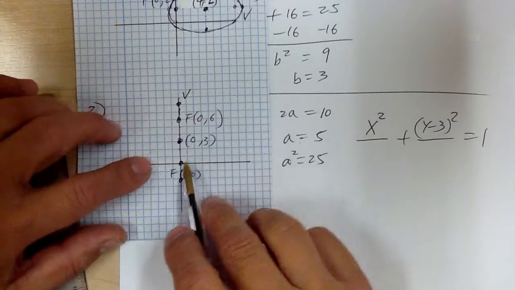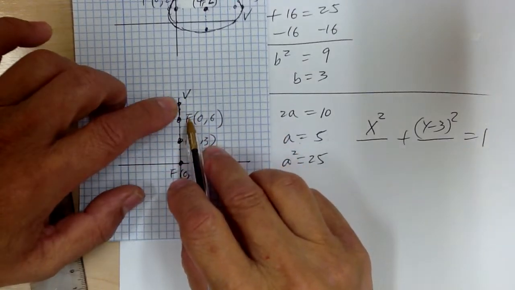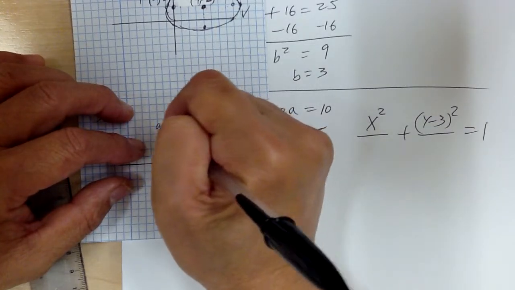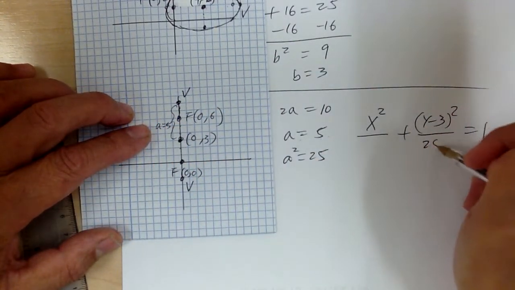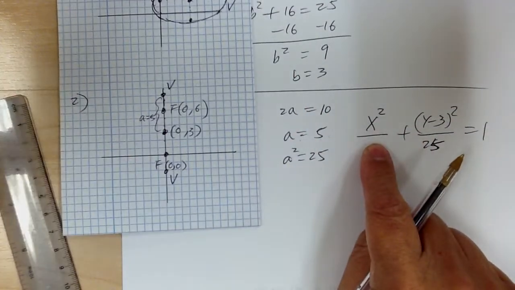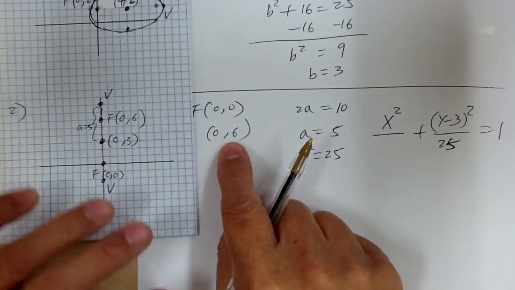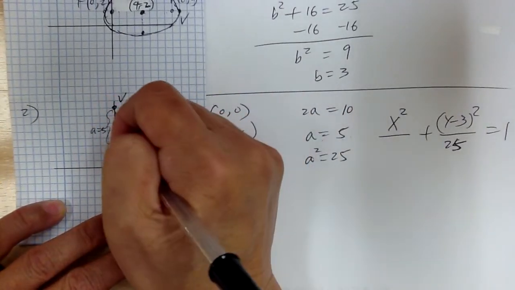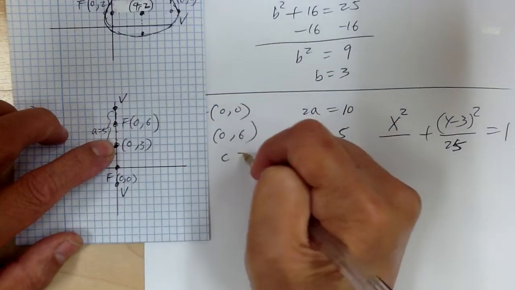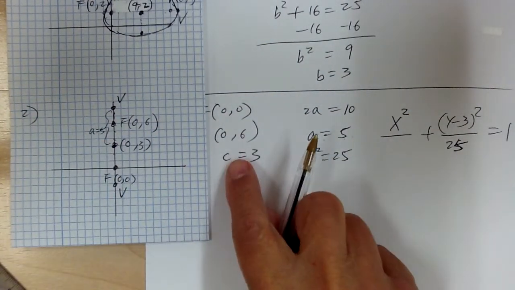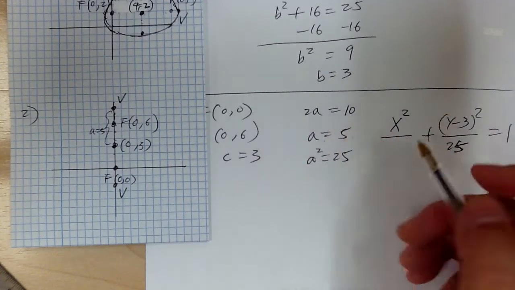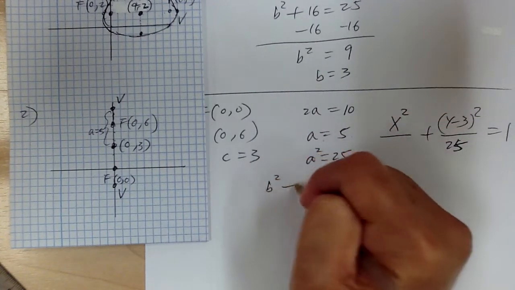Now you have to watch direction. This is up and down, so a is this over here, a equals 5. So it's the y direction, and you have to put 25 under the y. Now you have to find b squared. You can use your Pythagorean theorem. From here, you can see that c equals 3, because here's your center, so you go 1, 2, 3. So b is going to equal 4 because of the special triangle 3, 4, 5. But if you don't see that, then you have to work it through.